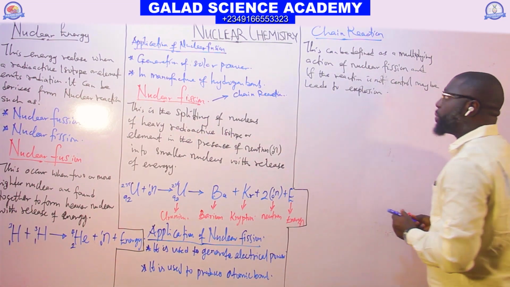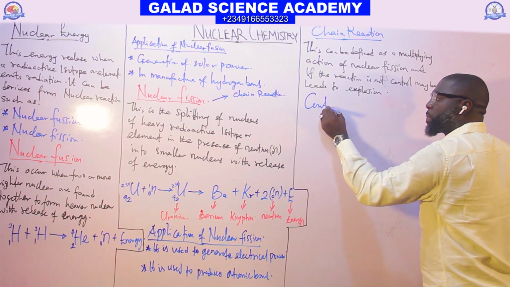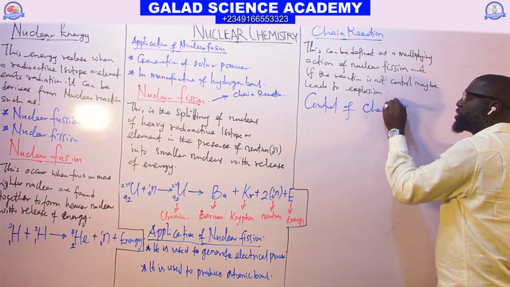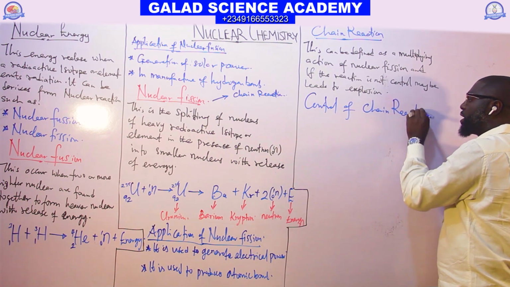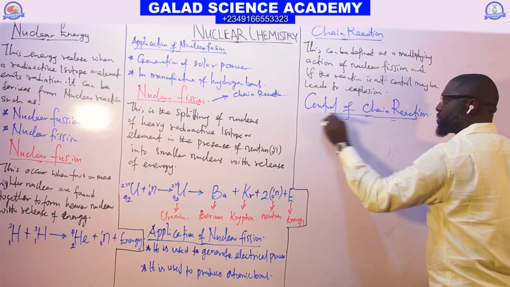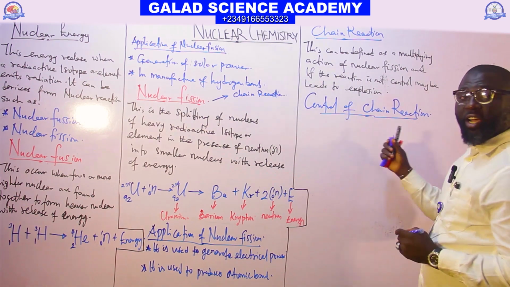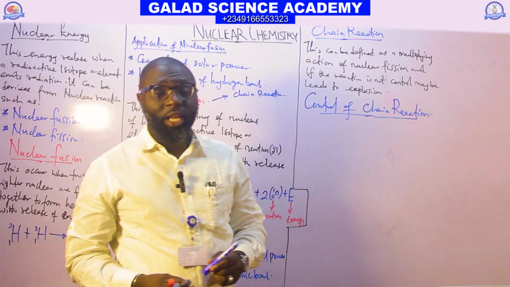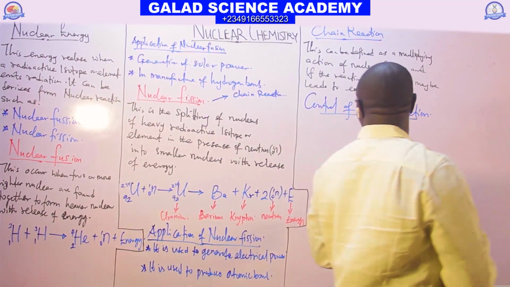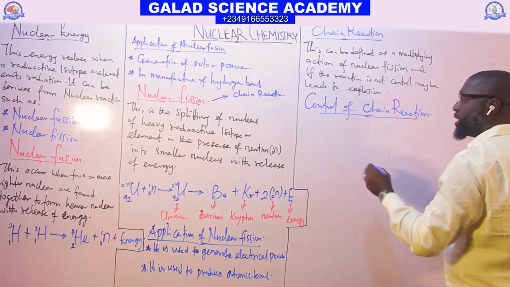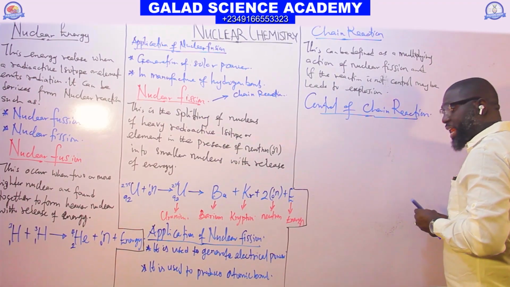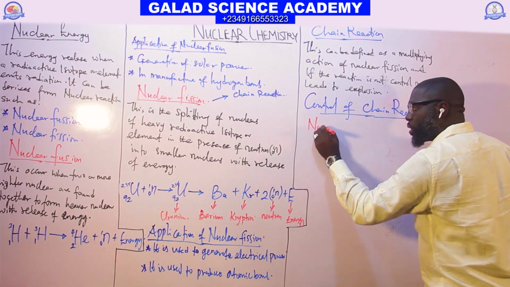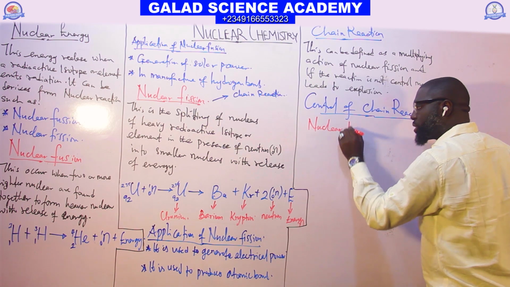We now have a heading: control of chain reaction. Look at this chain reaction. It takes place in a device called a nuclear reactor. Why do I call it a nuclear reactor?